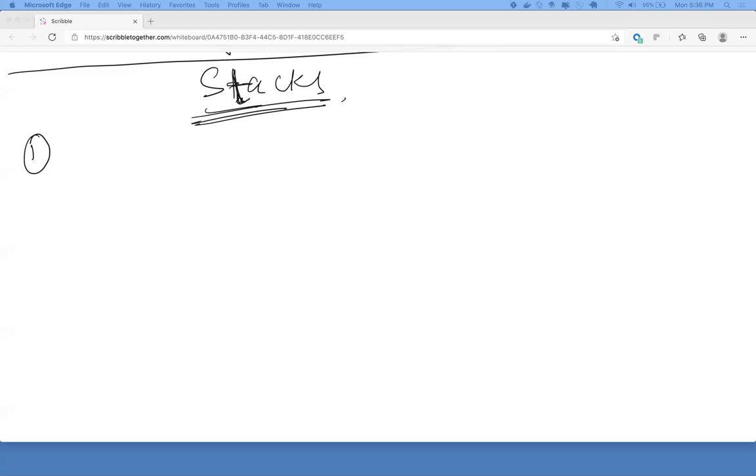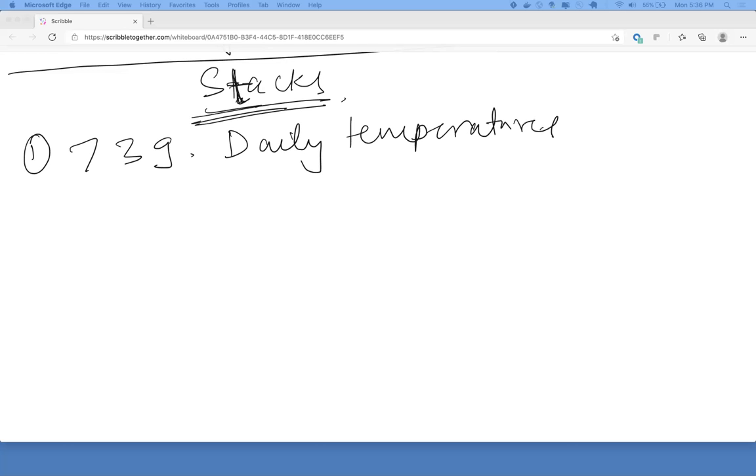Sue, have you done this question before? No, Ankur, I have not. So it's LeetCode 739 daily temperatures. Yeah, I just opened it. Okay. I haven't done it either, so it's going to be new, nice.